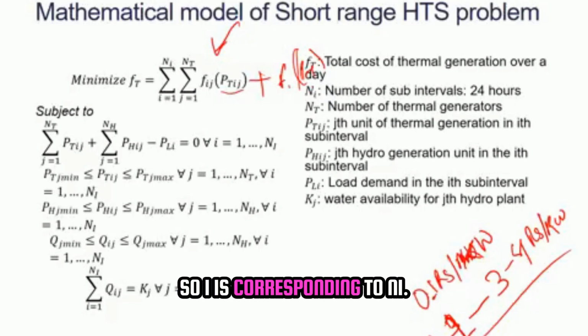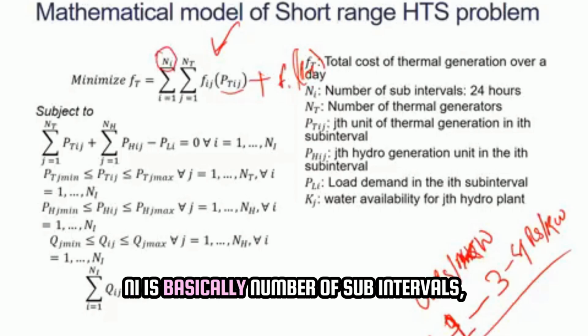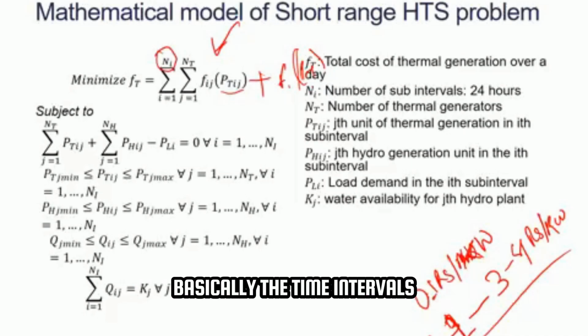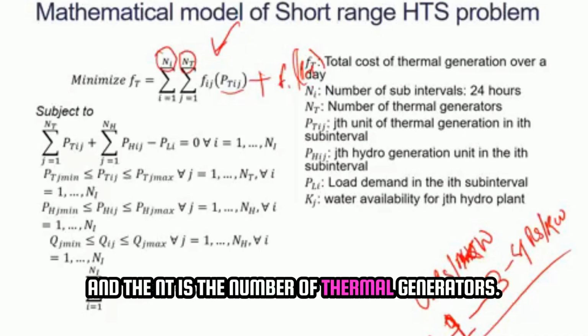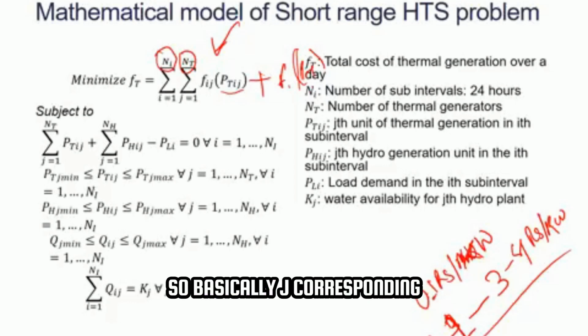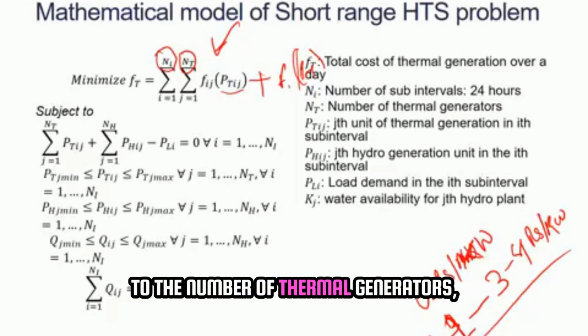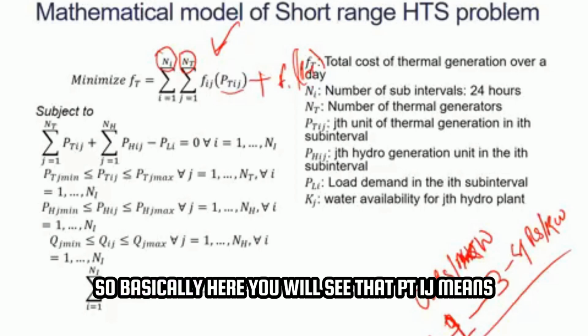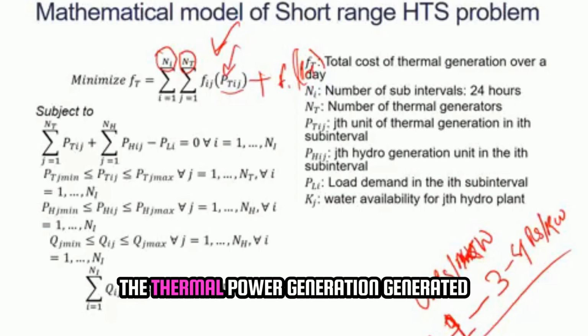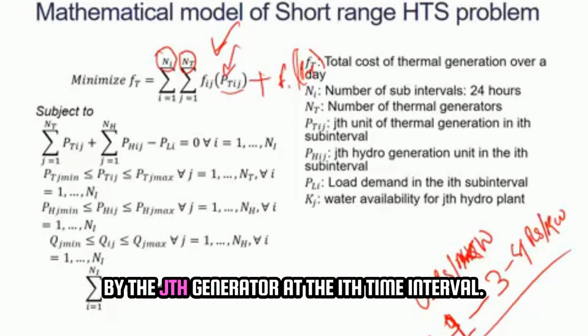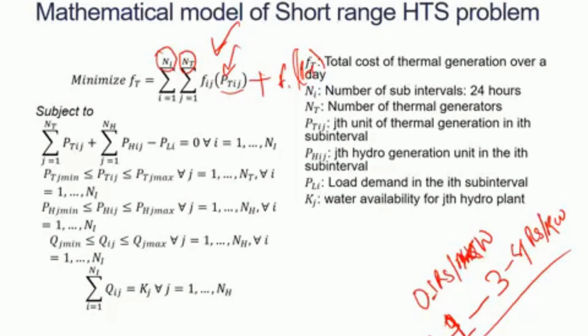Let me just tell you the indexes I and J. I corresponds to Ni, which is the number of sub intervals, basically the time intervals, and Nt is the number of thermal generators. So J corresponds to the thermal generators, and I corresponds to the time interval. PTIJ means the thermal power generation generated by the jth generator at the ith time interval. Right? Is the nomenclature clear to everyone?